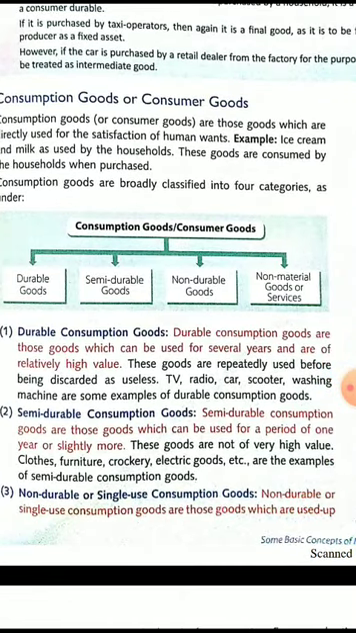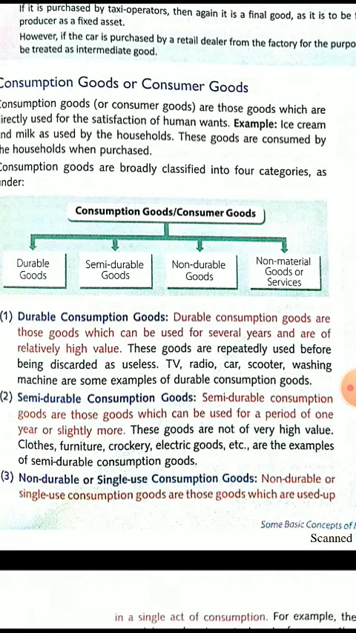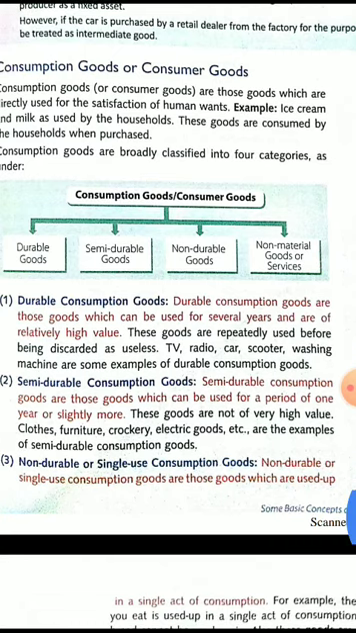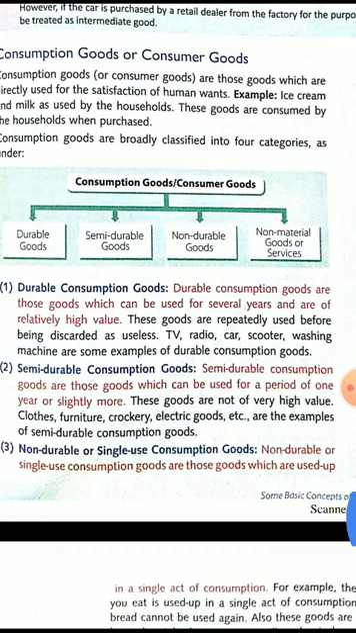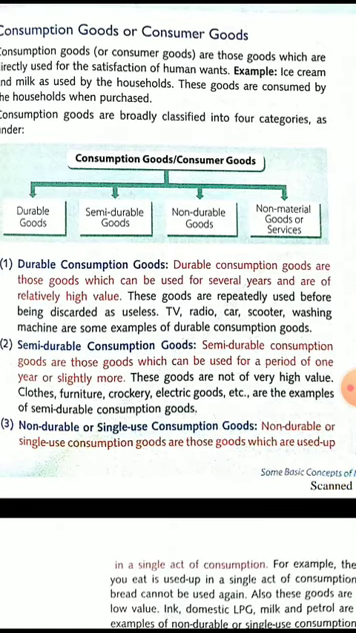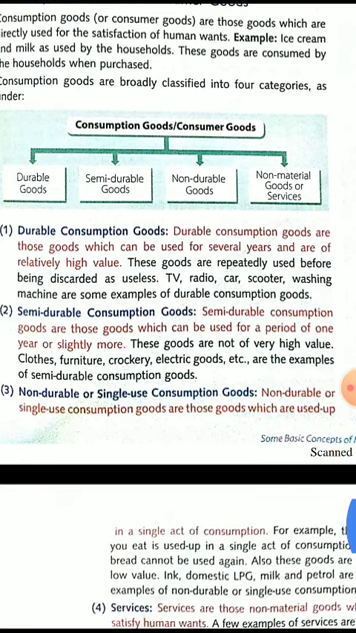First is durable goods. These are those types of goods, students, which are used for several years. If we purchase a bike or a car, then we will use it year after year, so that will be termed durable goods. The second one is semi-durable goods. These are those types of goods which we have to use within a year. Examples may be furniture, clothes, crockery, electric goods. All these are semi-durable goods which we use in a specific period, maybe one year or slightly more than one year.